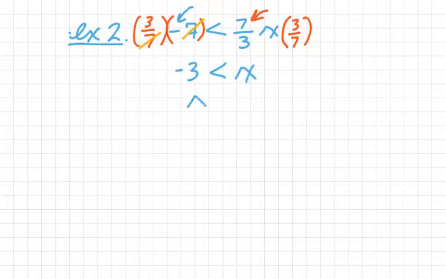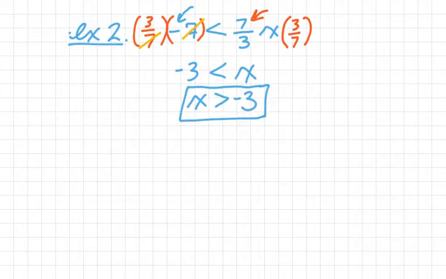If I were to flip this around, just put the x on the left instead of the right, it looks nicer that way. But you can leave it like this, it's no problem. This is my solution. x is greater than negative 3. So I can put 0, I can put 1, I can put negative 1. They're all numbers that are greater than negative 3. And that's my solution.